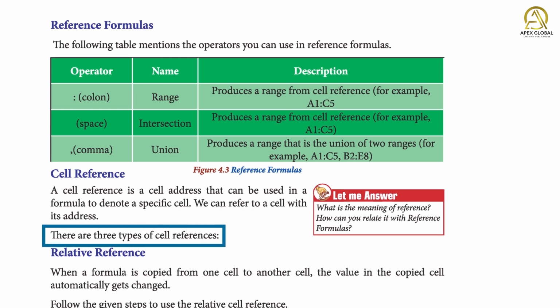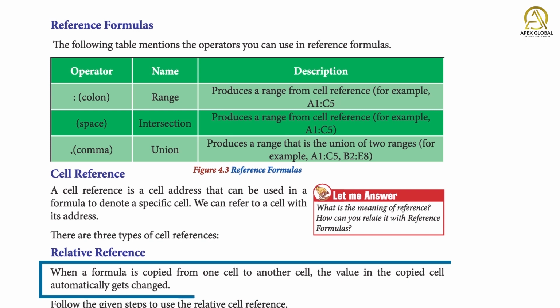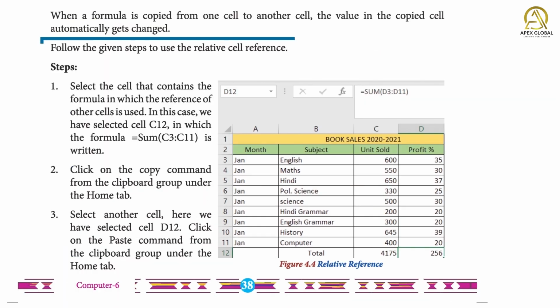There are 3 types of cell references. Relative reference. When a formula is copied from one cell to another cell, the value it is copied to automatically gets changed. Follow the given steps to use the relative cell reference.